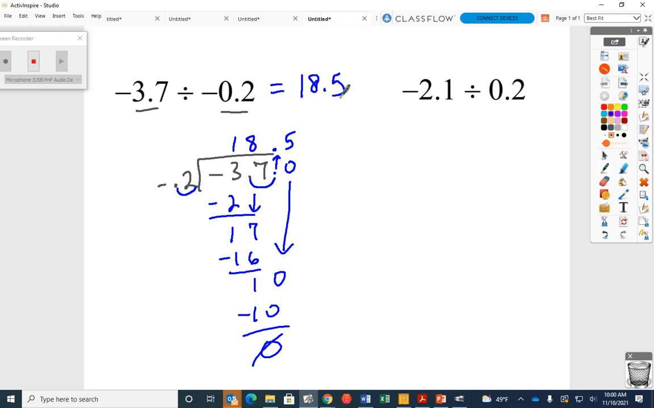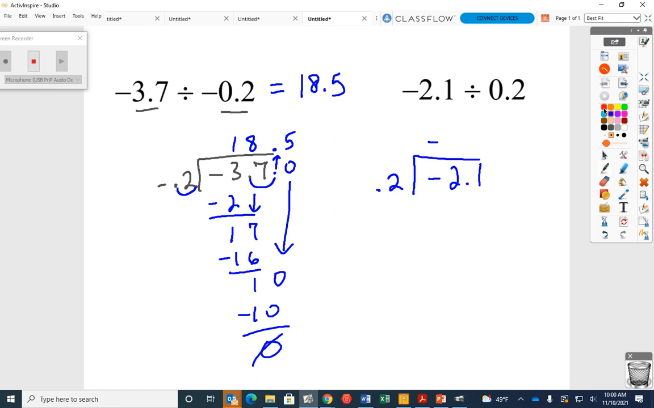Easy stuff so far, right? Okay, let's try this one real quick. I have negative 2.1 divided by 0.2. Okay, well, first thing is, what's different about this one? Are these signs the same? No, they're different signs, so my answer is going to be what? Negative. So I'm going to put my negative sign up here.